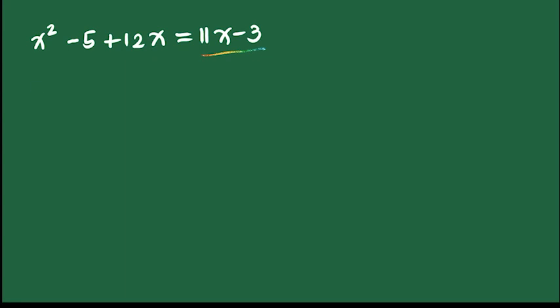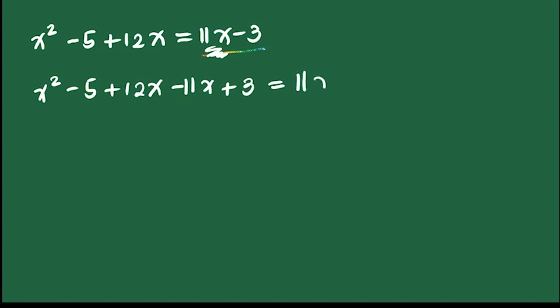So here is what you're going to do. Just copy first the given, and then subtract 11x that came from here, and then add 3. On the other side of the equation, you'll have 11x minus 3. Just copy that from here, and then subtract 11x, then minus 3. So let's simplify this now.